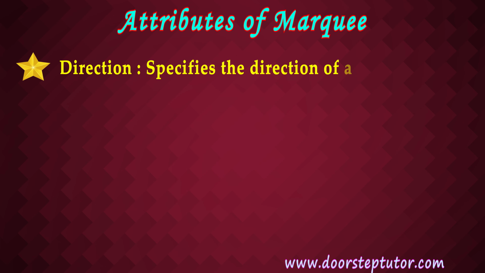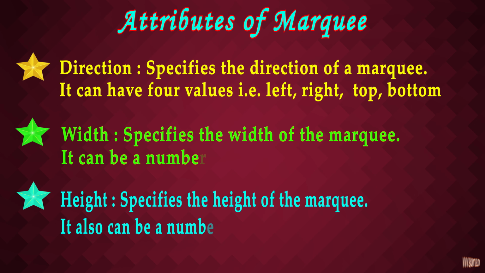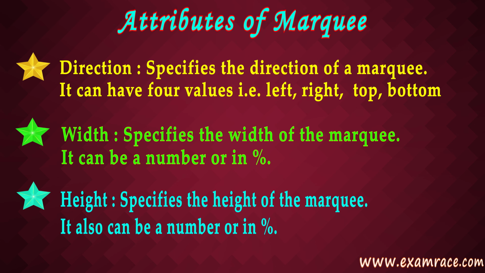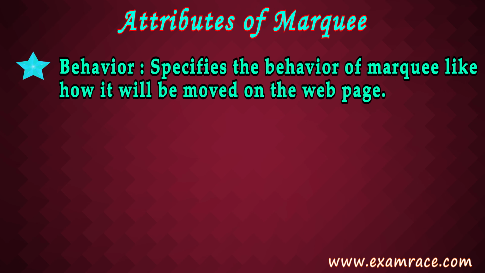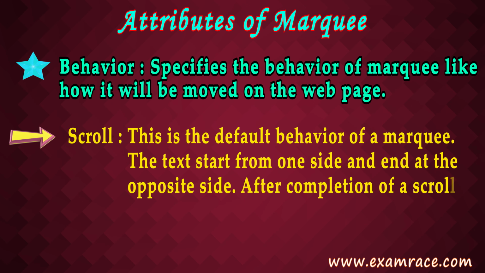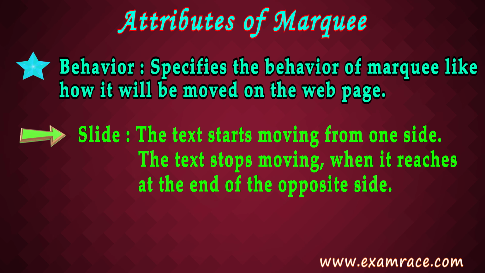So first is direction. Direction simply means that we can have different directions like left, right, top and bottom. Then width and height also we can provide in percentage or in number. Then about the behavior, how it will move. It will have the form of scrolling, then the form of slide. Slide means that from one side to another, and when it reaches the end of the page on one side, then it will again move to the opposite side.